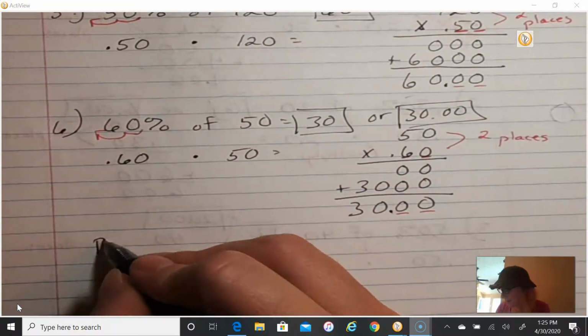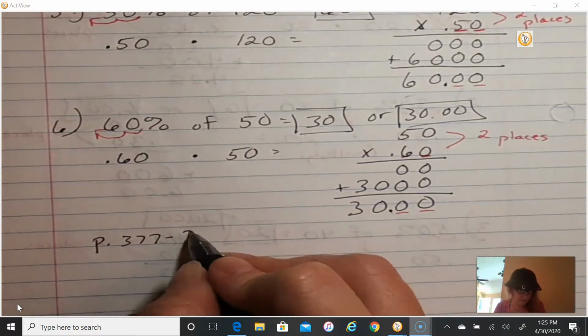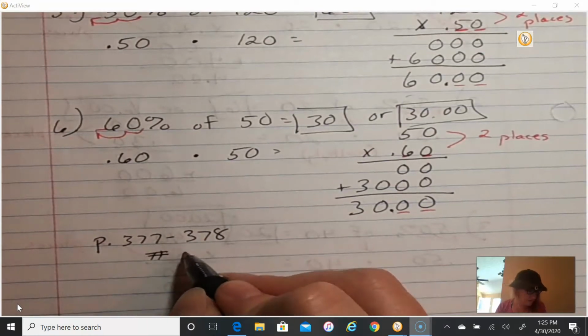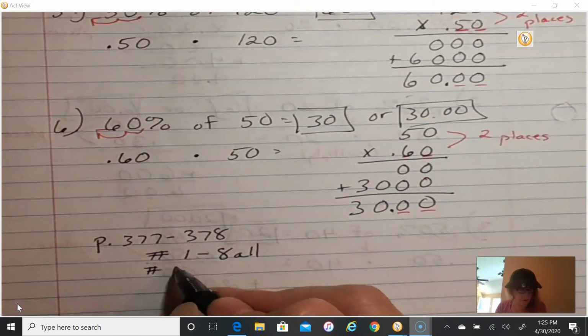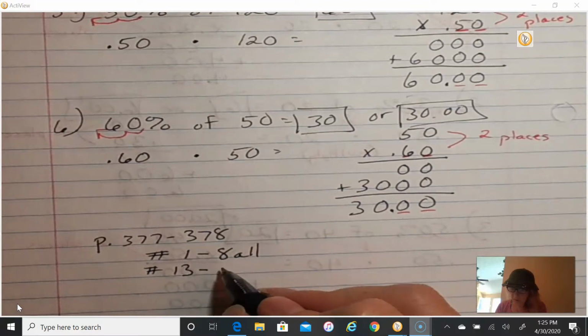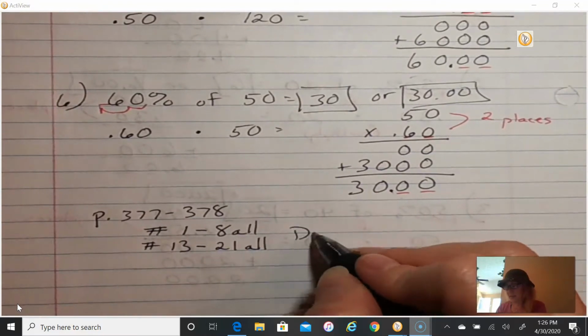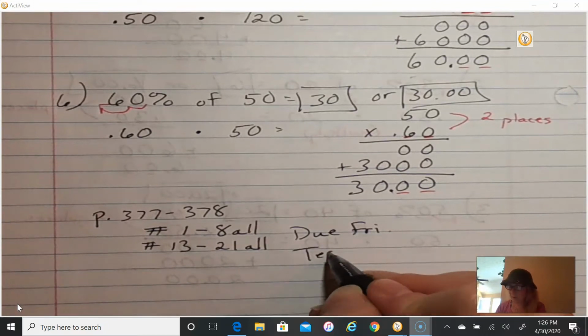You're going to do pages, plural, 377 to 378. I want you to do numbers 1 through 8 all, and then numbers 13 through 21 all. Okay? This is going to be due Friday. You have a test Wednesday.